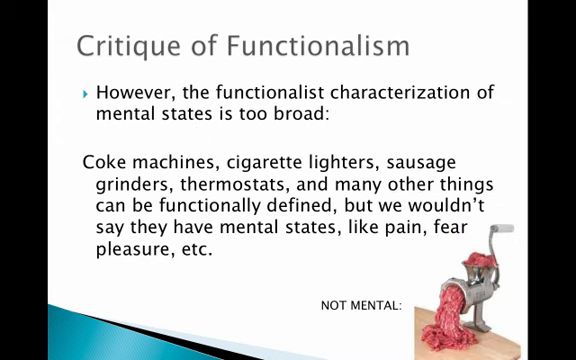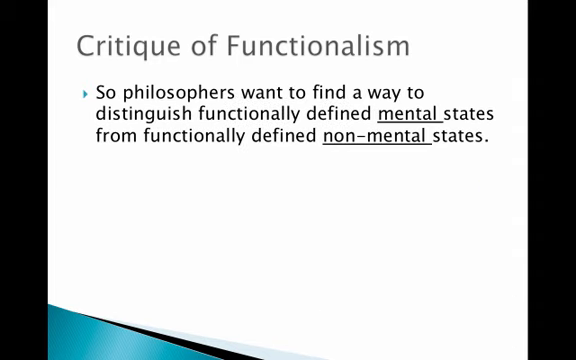So, the functionalist characterization of mental states is too broad. Coke machines, cigarette lighters, sausage grinders, thermostats, and many other things can be functionally defined. But we wouldn't say that they have mental states like pain or fear or pleasure. So philosophers need to find a way to distinguish functionally defined mental states from functionally defined non-mental states. Recall, in the last lecture I said there's a sense in which a Coke machine can be said to desire 10 cents. Well, now we want a theory that says, no, you can functionally define what a Coke machine does, but we don't want to identify that with a mental state. Coke machines just don't desire stuff.